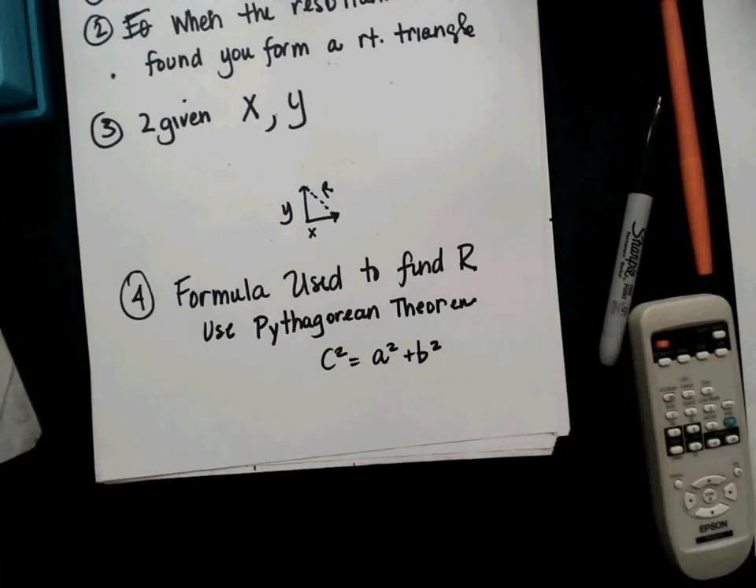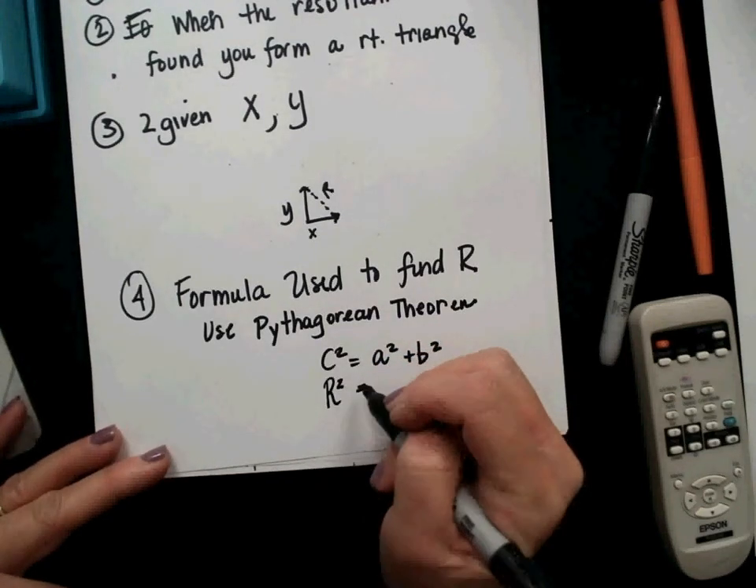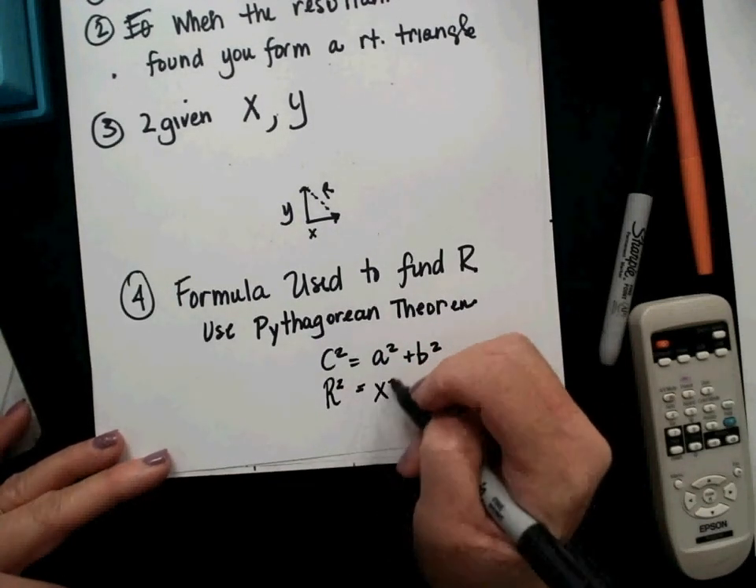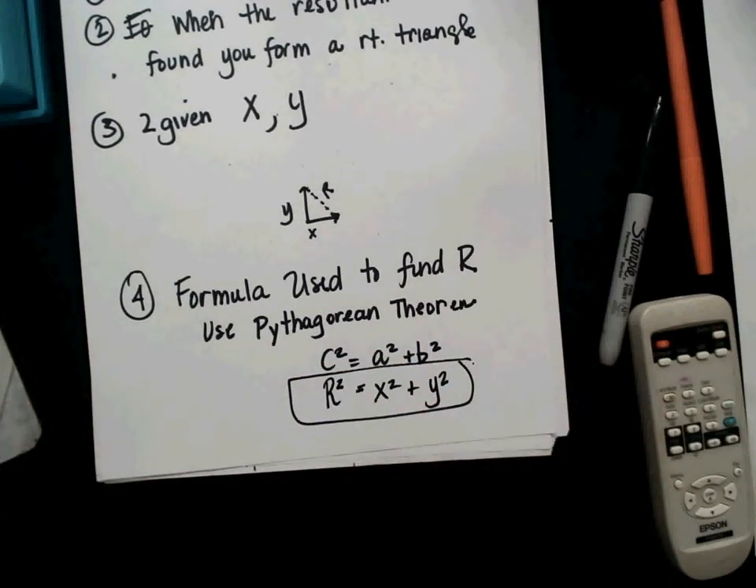Now let's look at what that looks like in physics. This is my r squared equals x squared plus y squared. It's the same thing as the Pythagorean theorem. It allows us to find our hypotenuse.